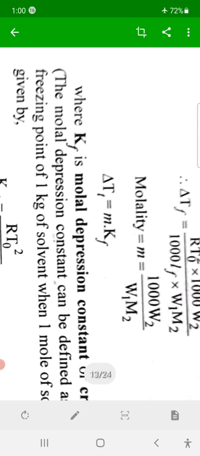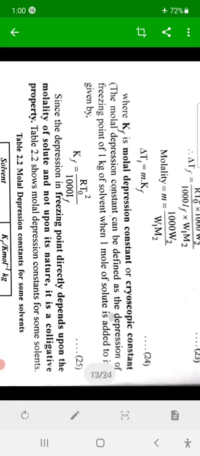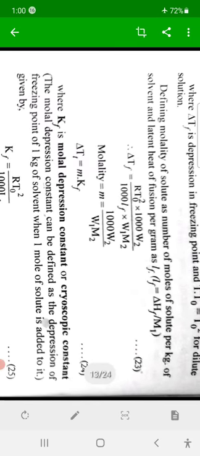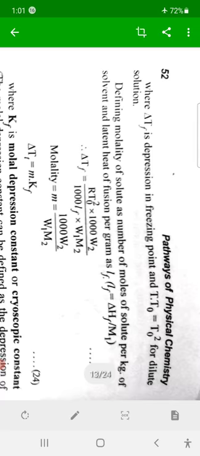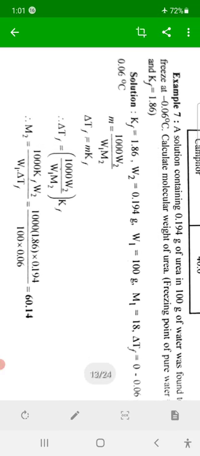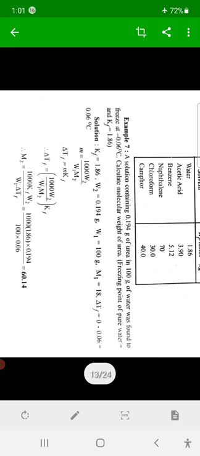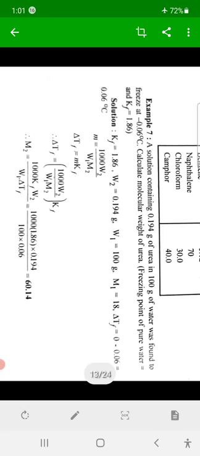As that is a constant term, the equation indicates that delta Tf is directly proportional to m. That means the depression in freezing point delta Tf depends on the concentration of the solution, that is molality of the solution. Hence it is a colligative property. Then by solving this, we also get the relation between molecular weight M2 and delta Tf. That is, from the same equation we calculate the molecular weight of any solute dissolved in solution. There are many examples also given in other publication books, and try to solve those small examples for 2 to 3 marks in your exam. Thank you.